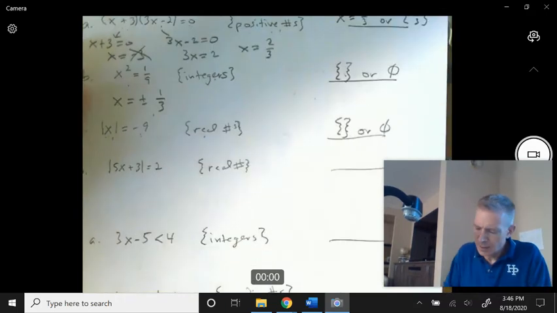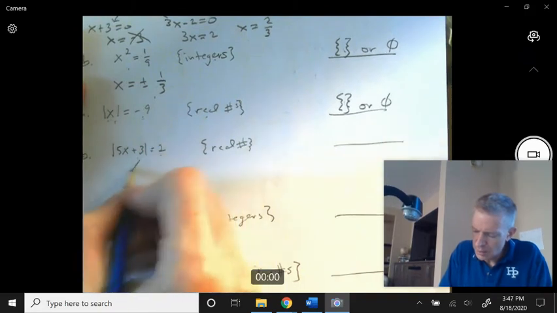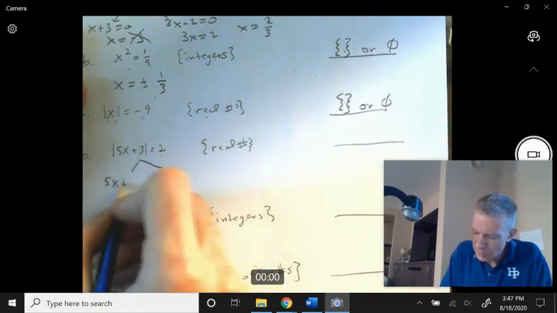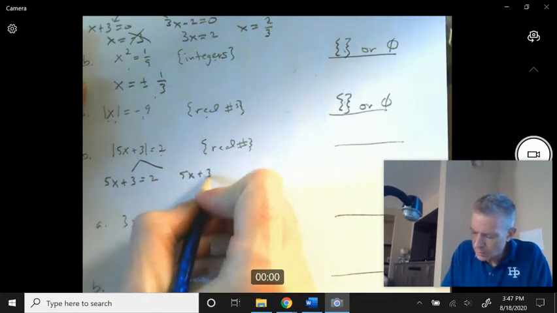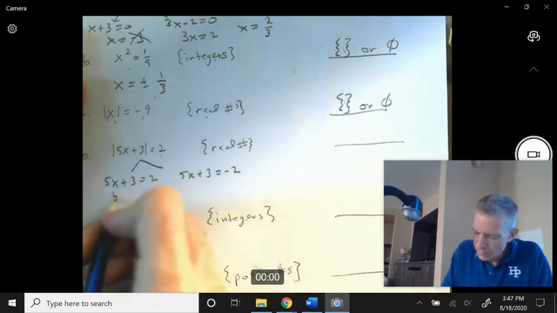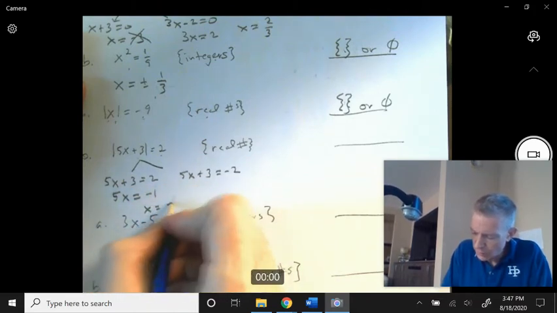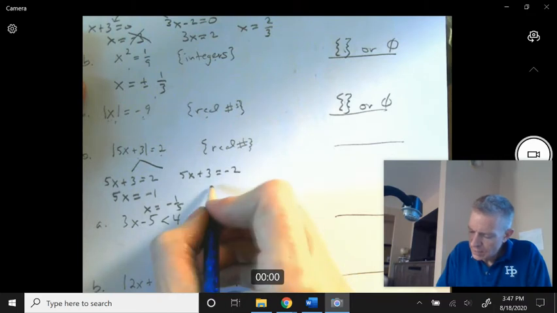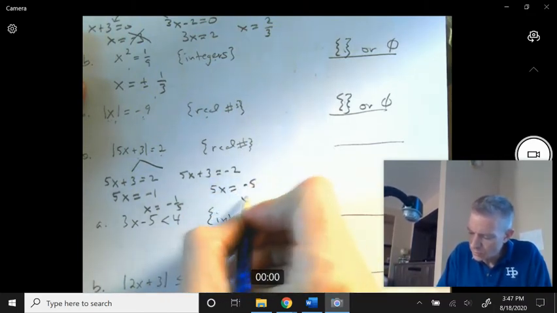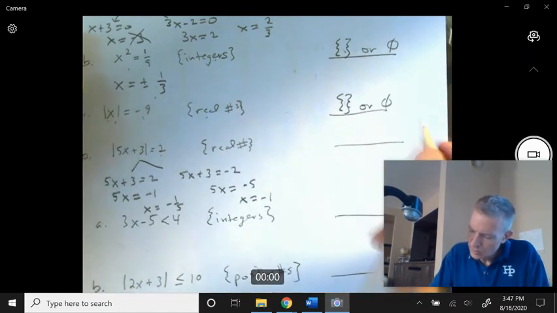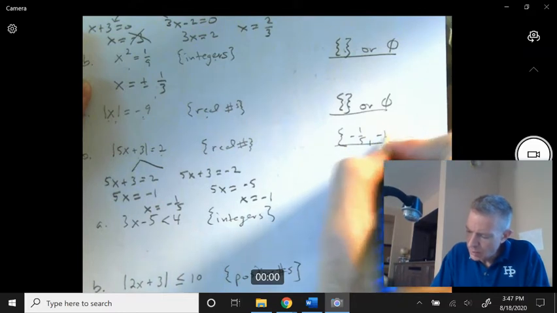Okay. Next one, absolute value of 5x plus 3 equals 2. Split that up into 5x plus 3 is equal to 2, or 5x plus 3 is equal to -2. 5x is equal to -1. x is equal to -1/5. 5x is equal to -5, so x equals -1. So your set is going to include -1/5 and -1.